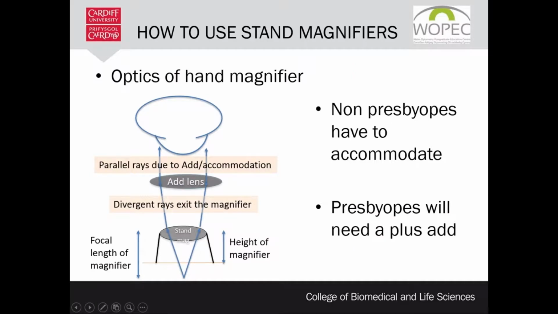The stand magnifier does not have the object at its focal point. The object is actually placed above the focal point, and there is no way of fixing that unless you lift the stand magnifier above the page. Because the object is not at the focal point, the rays that emerge from the magnifier are divergent, and it will require some extra plus lenses or accommodation to get it focused on the retina.